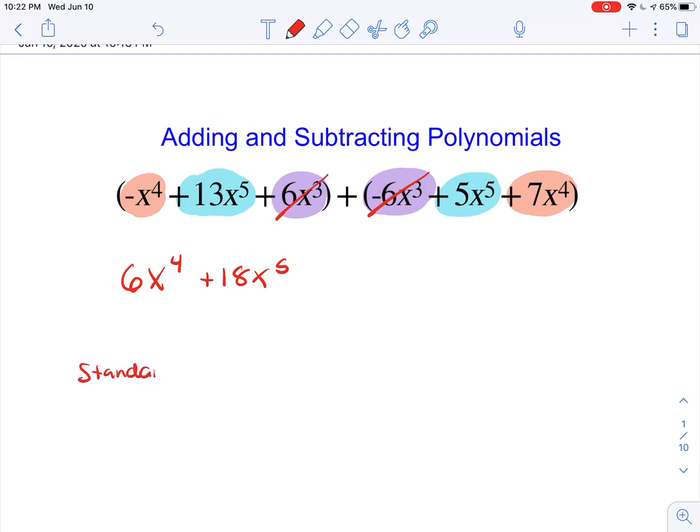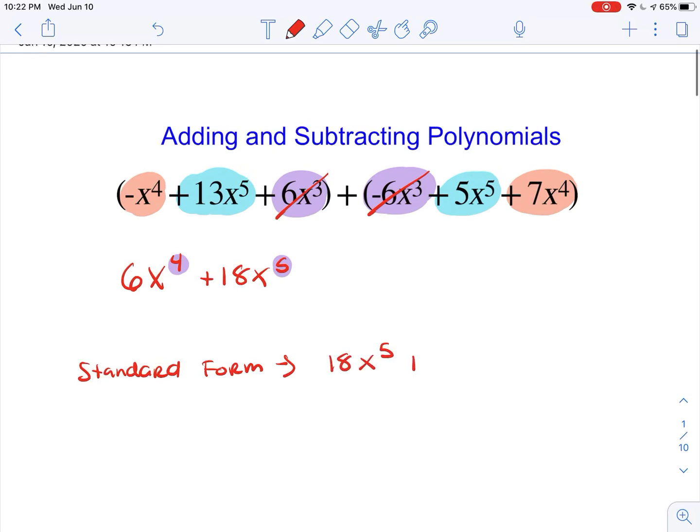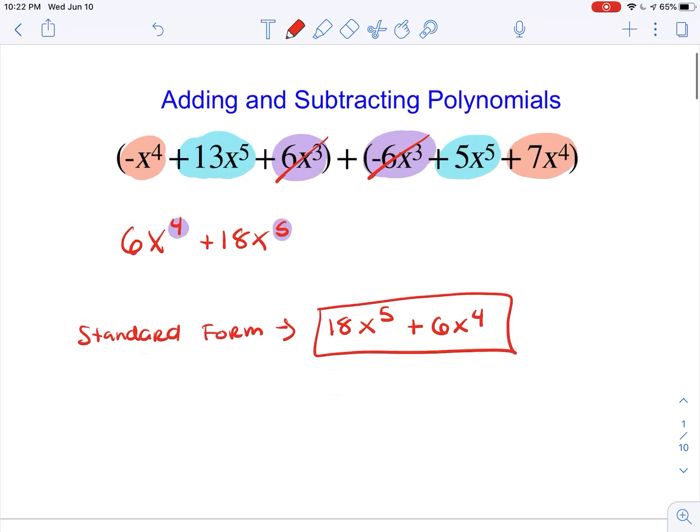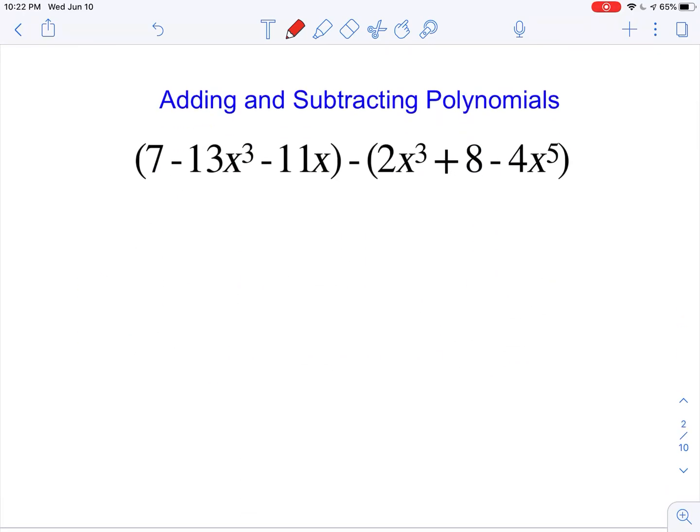The second thing we want to remember about adding, subtracting, and even multiplying polynomials is that we want to write them in standard form. Okay, standard form is when we have the exponents of our variables in order from biggest to smallest. Okay, so 6x to the fourth plus 18x to the fifth is not in standard form because 4 is less than 5. So we're going to rewrite this. The final answer for this would be 18x to the fifth plus 6x to the fourth. And that would be the final answer that we would input into Delta Math.